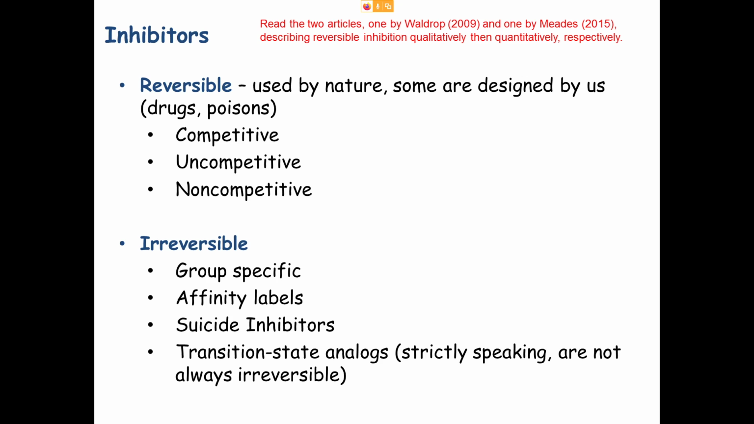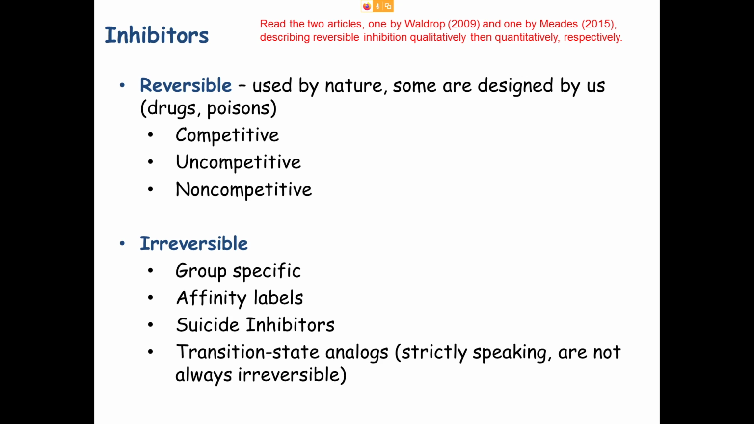For reversibles, since they bind and release rather quickly, we can have the enzyme still work, and from our point of view, we see it working more slowly. And again, by slowly this time, I mean less frequently. The enzyme doesn't make product as quickly in the presence of the reversible inhibitor, and it doesn't make product at all in the presence of the irreversible inhibitor.